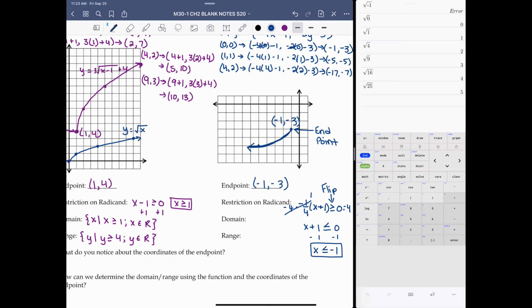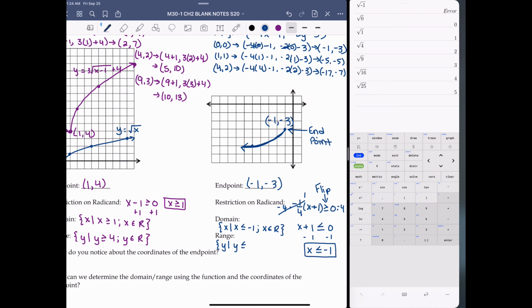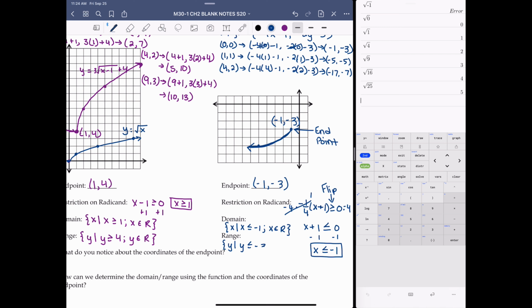That's our restriction. If we look at the graph, x is at -1 and below, so x is less than or equal to -1. That would also determine our domain, x such that x is less than or equal to -1, x in the real numbers. And the range, y such that y is less than or equal to, looking at our y values, we have -3 is our biggest. So they're all less than or equal to -3, y in the real numbers.